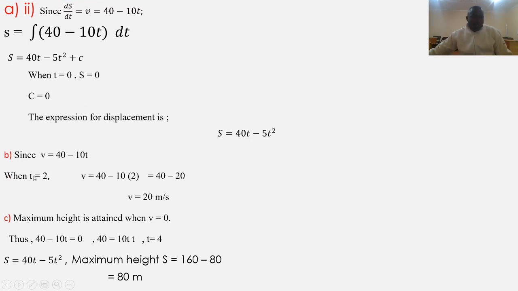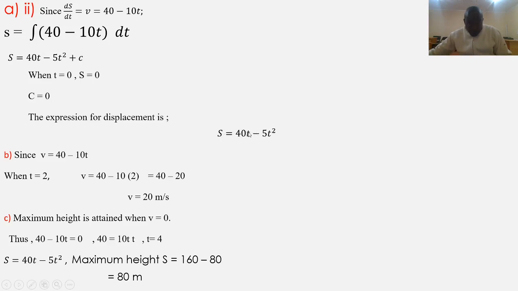So after 2 seconds, when t equals 2, we substitute 2 here. So v becomes 40 minus 10 times 2, which is 20. 40 minus 20, v equals 20 meters per second. And we are told velocity and height. Height is displacement after 2 seconds.